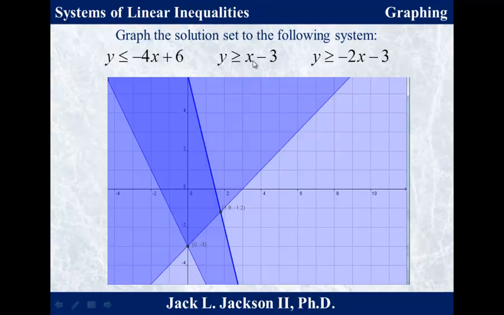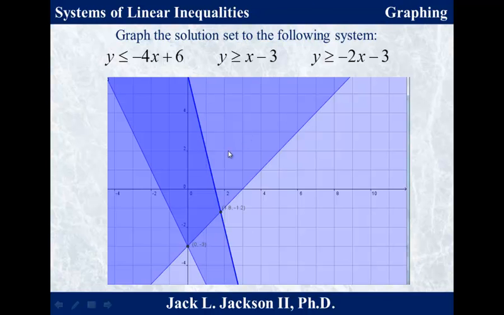If we graph y is greater than or equal to x minus 3, that's going to cross here at 0, negative 3, and goes to the right 1 and up 1, and so forth, and it graphs there. This is y equals 2x minus 3. It also goes through 0, 3, but when you go to the right 1, you go down 2, or left 1, up 2.